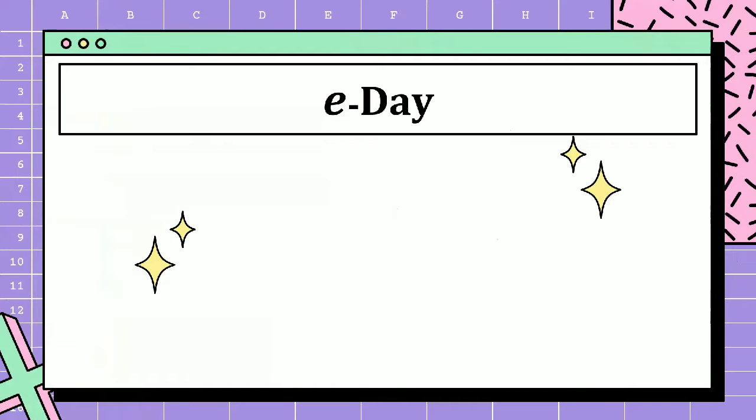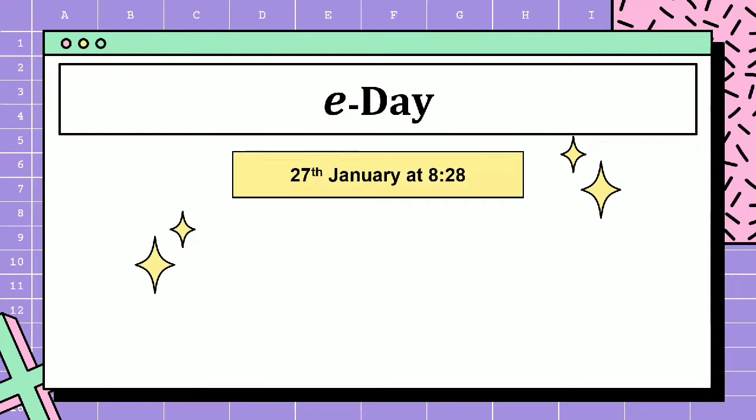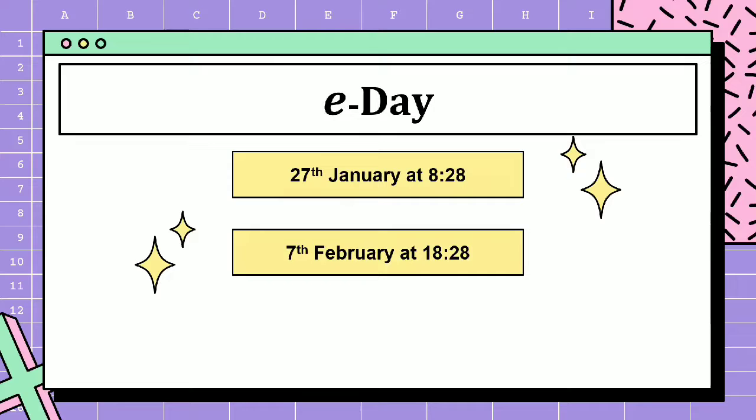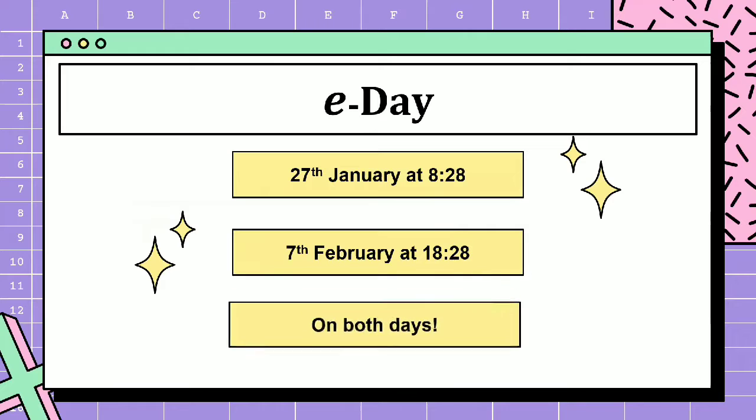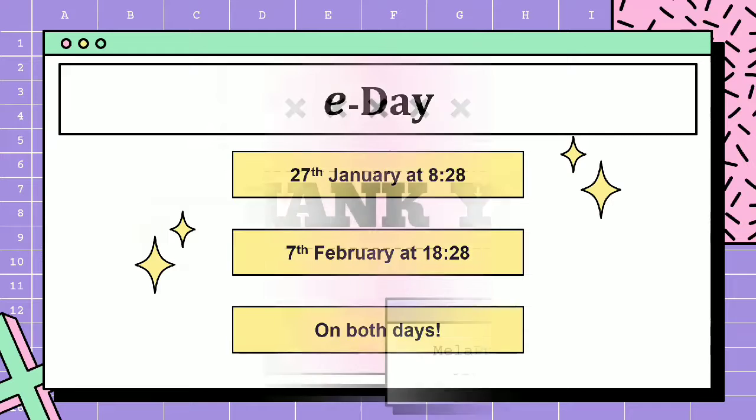Last is about e-Day. You can celebrate e-Day on 27th January at 28 past 8, or you can celebrate it on 7th February at 28 past 18, and of course you can celebrate e-Day on both days.